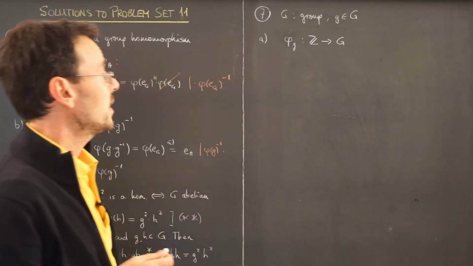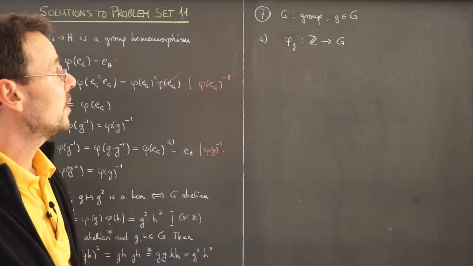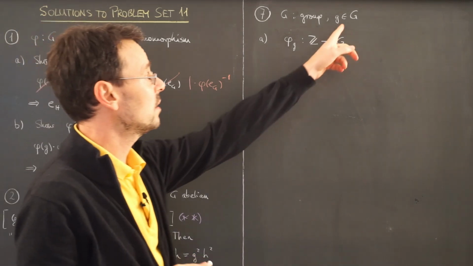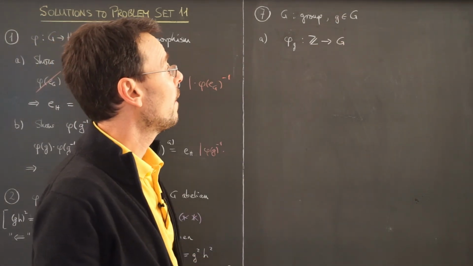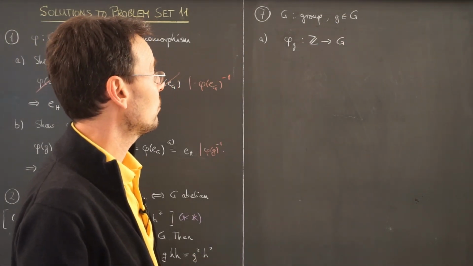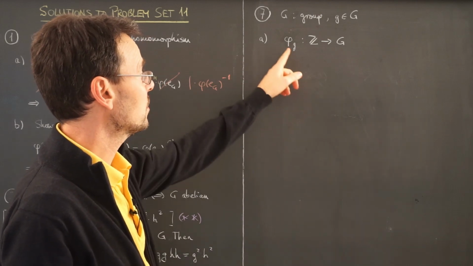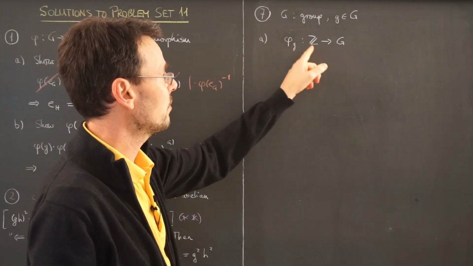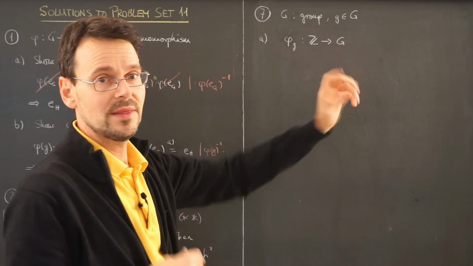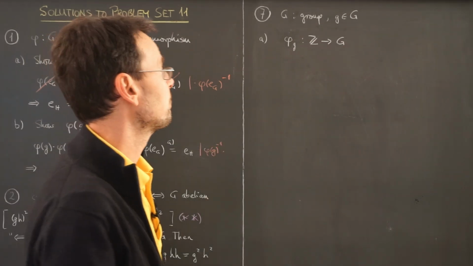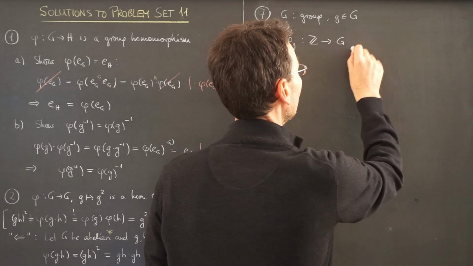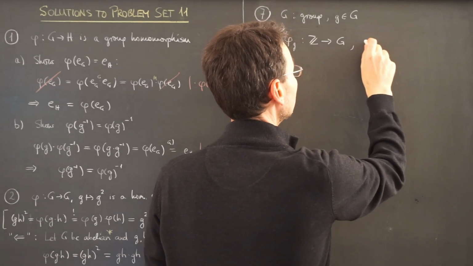All right, exercise number 7. We are given a group G and we fix an element lowercase g in the group G. And now we are supposed to construct a map from the integers to G that is a homomorphism. Oh, we don't have much choice.